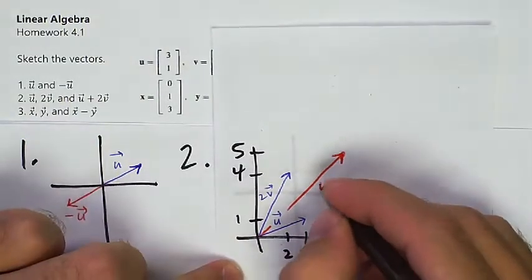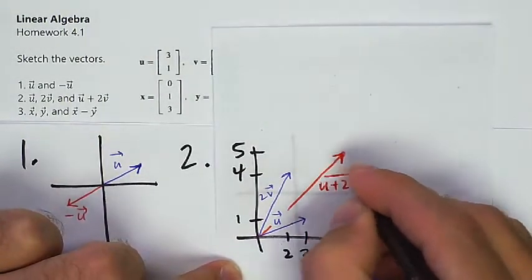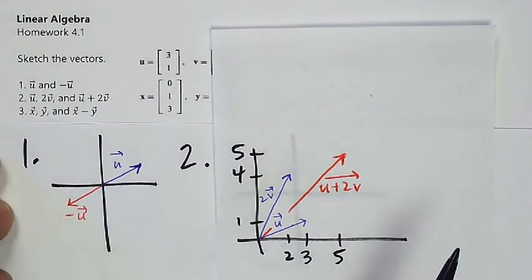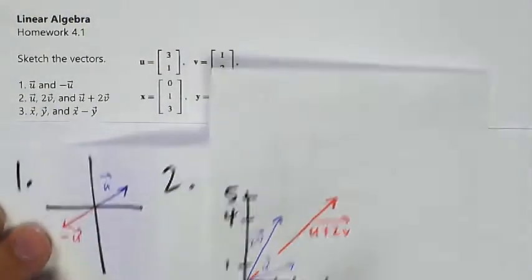Oh, oops, I was supposed to label that. U plus 2v. And okay, if we take 2 and we add them together, their sum will lie on the plane defined by the first 2. And the third one is x, y, and x minus y.